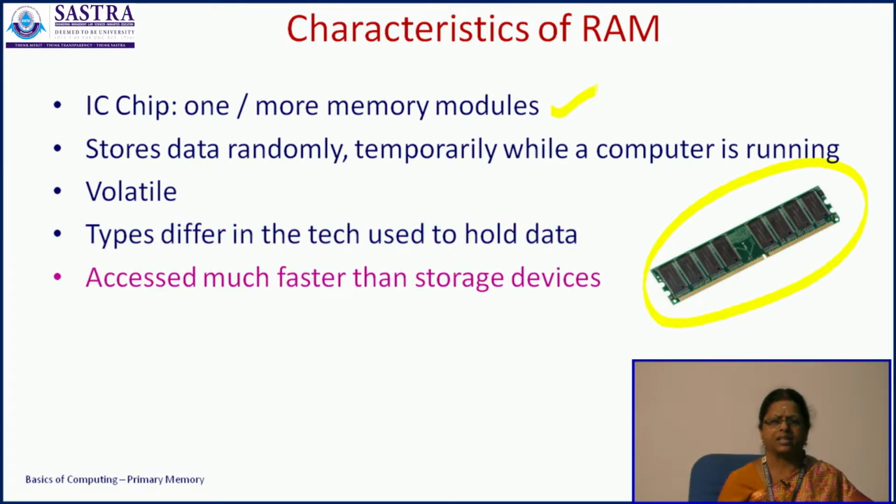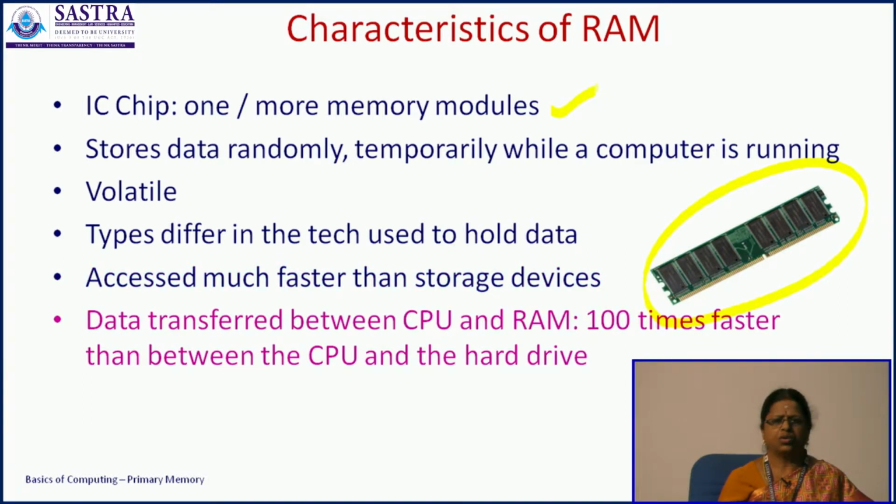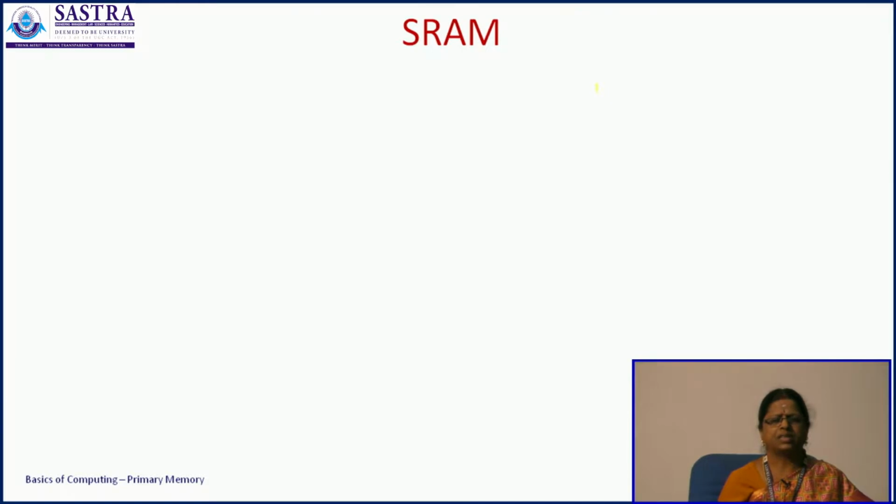RAM can be accessed much faster than the storage devices. If you take into consideration the data transferred between CPU and the RAM, it is 100 times faster than between the CPU and the hard drive. There are two types of RAM, SRAM and DRAM. Having seen the characteristics of RAM, let us go for the first type, which is SRAM.